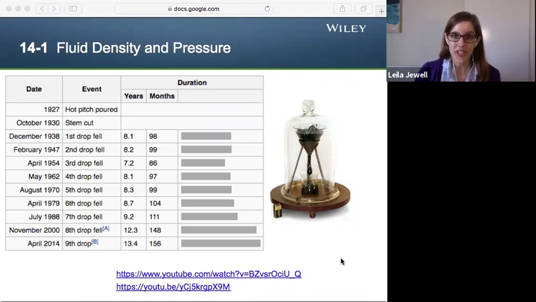But you can check out some YouTube videos of this one as well as some other ones like it. It's pretty wild. In short, it's an example of something that appears to be a solid, but is actually a fluid over long enough time periods. You just keep waiting long enough.